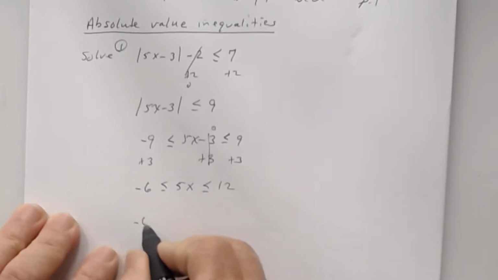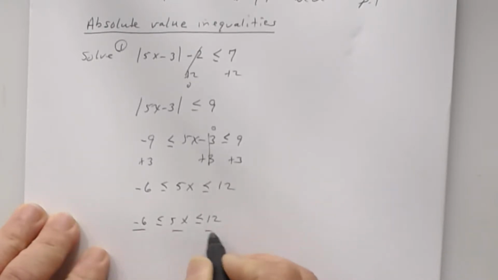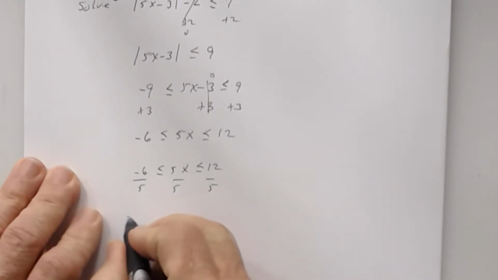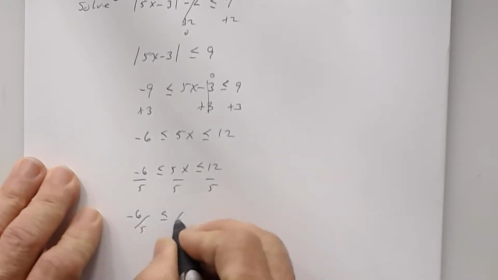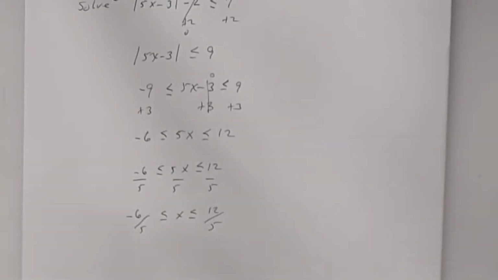All right, so divide all parts by 5. And so my solutions are going to be between negative 6/5 and 12/5. That's where my solutions are. And how many solutions are there? How many real numbers are between those two numbers? An infinite number. You can't count them. There's an infinite number of real numbers between negative 6/5 and 12/5.